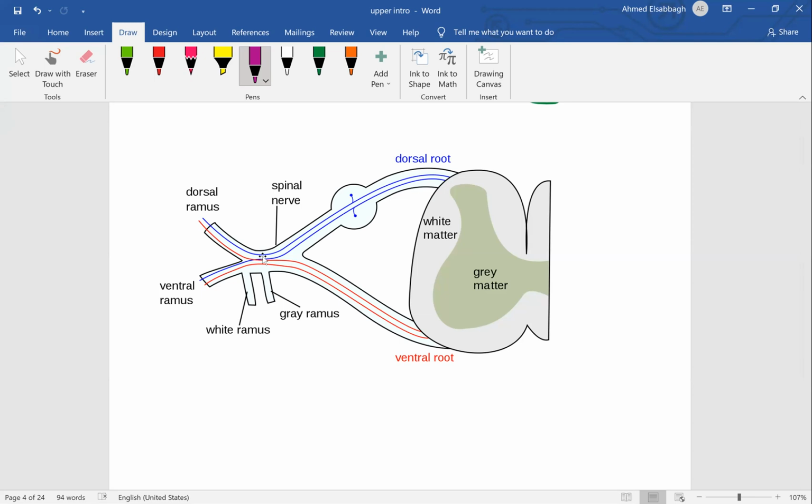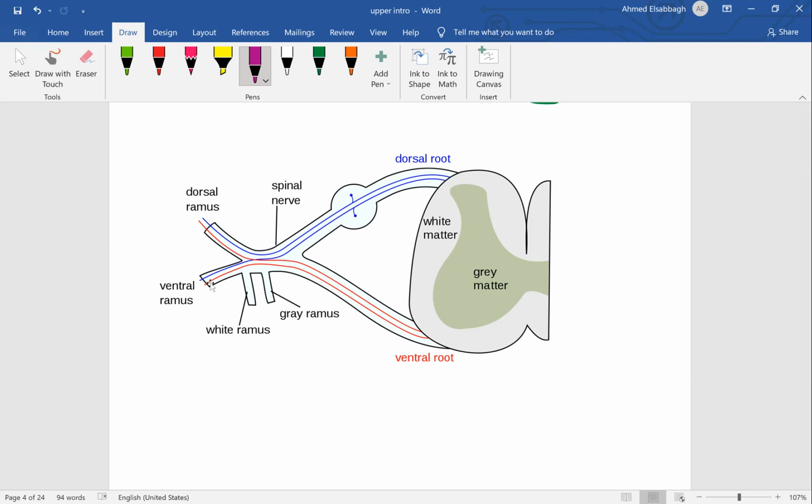The origin is from these two roots, ventral root and dorsal root from the spinal cord. So the spinal cord gives a ventral motor root and a dorsal sensory root. The fusion of these two roots will form the spinal nerve, and then the spinal nerve will give dorsal ramus and ventral ramus. Okay?